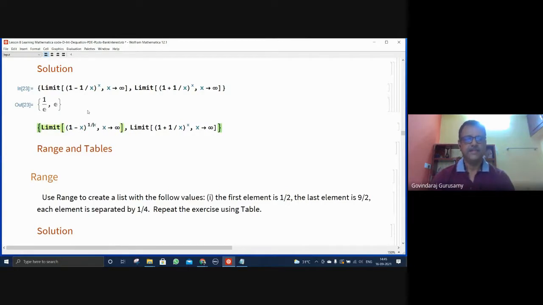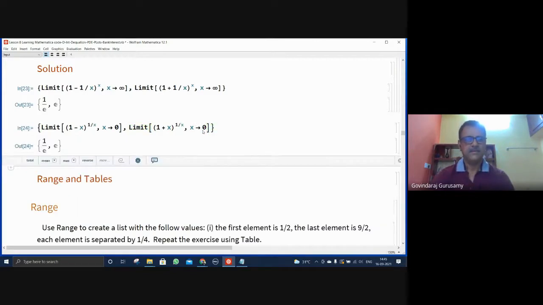Let's see what's happening. But the limit, instead of x going to infinity, I'll make it x equal to 0. Here again, I'll make x, and this is going to be 1 by x. And see what is happening now, x equal to 0. You see? Amazing. That's the beauty of these limits. I just took this as an exponent and shifted it to this place. Same thing is done here also. I'm getting back the same thing, e power minus 1, 1 by e. You get the functional form.